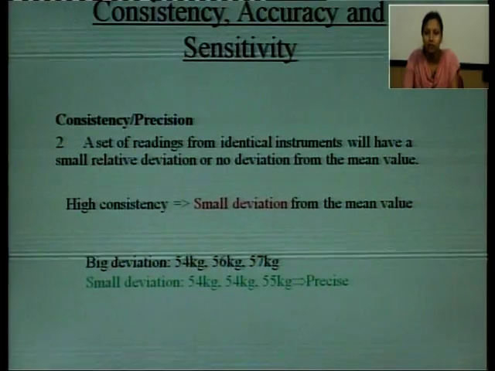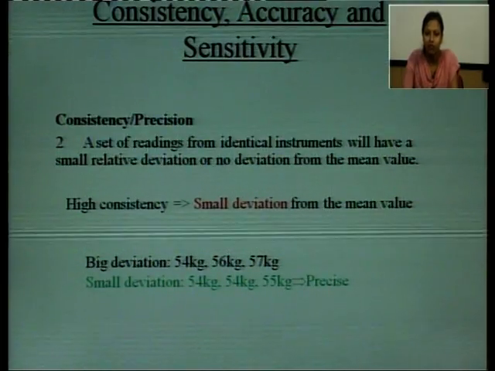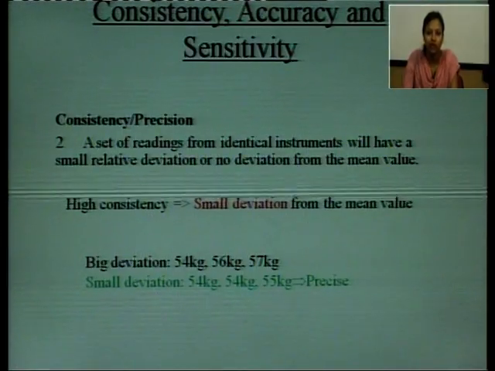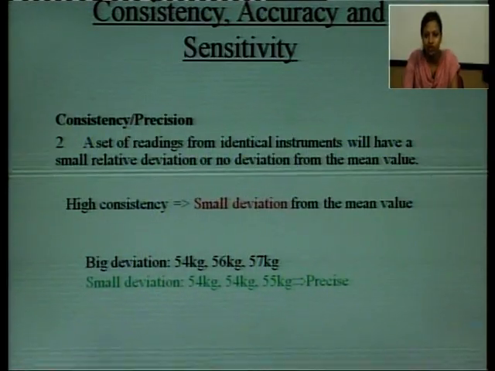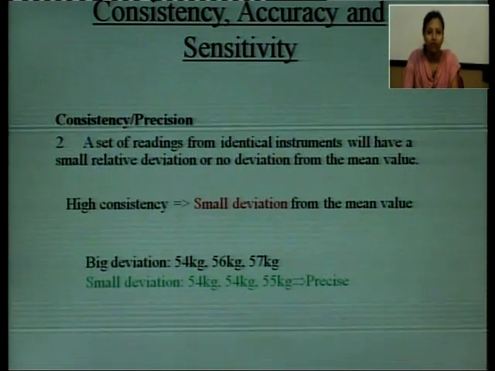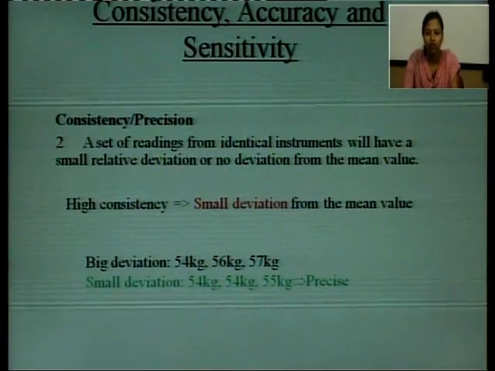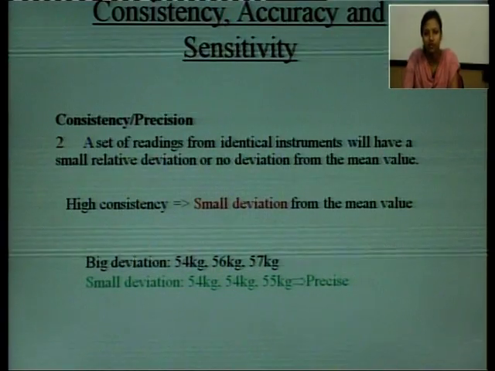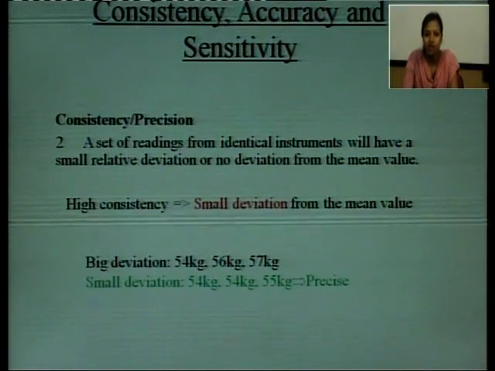In the second measurement, if we are measuring the same physical quantity and the first reading is 54 kg, the second is 54, and the third one is 55, the difference of readings is small, so there is small deviation and it is a highly consistent result. So this is a more precise result.